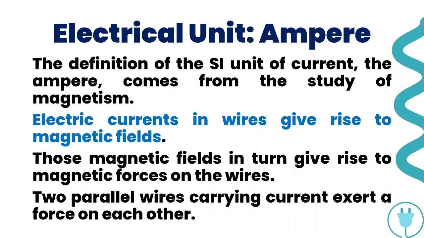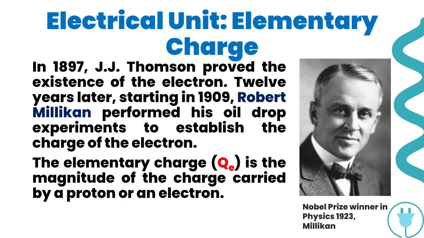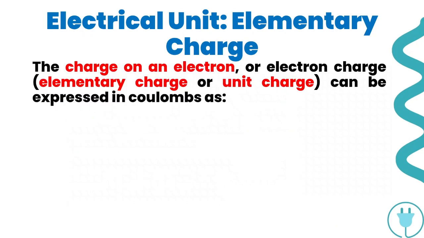But where does the electric charge ultimately come from? In 1897, J.J. Thomson proved the existence of the electron. 12 years later, starting in 1909, Robert Millikan performed his oil drop experiments to establish the charge of the electron. Now called elementary charge, or Q sub E, is the magnitude of the charge carried by a proton or an electron.